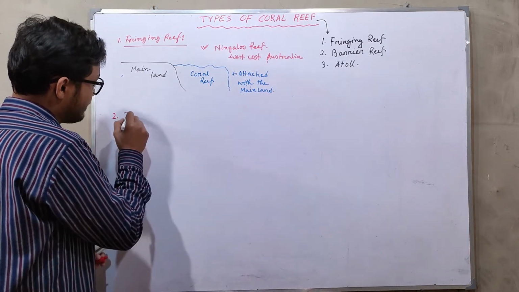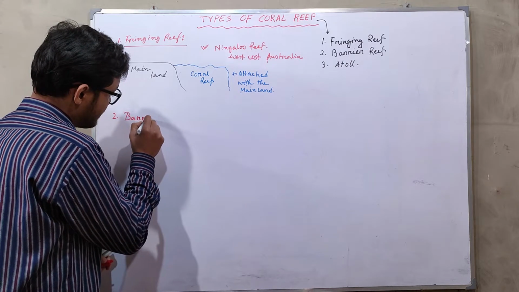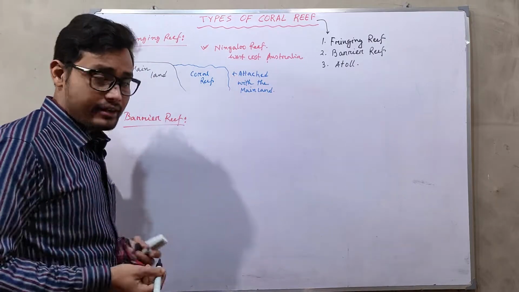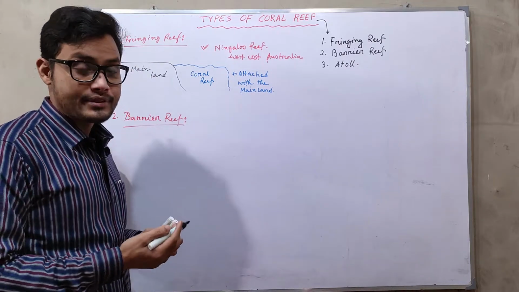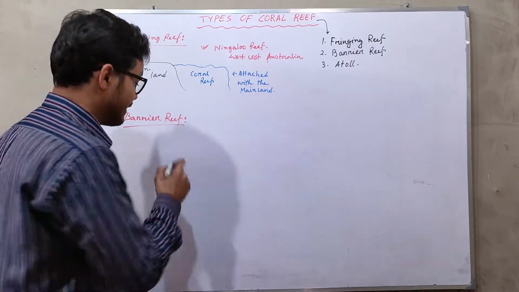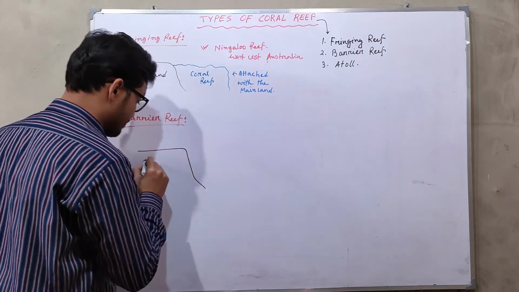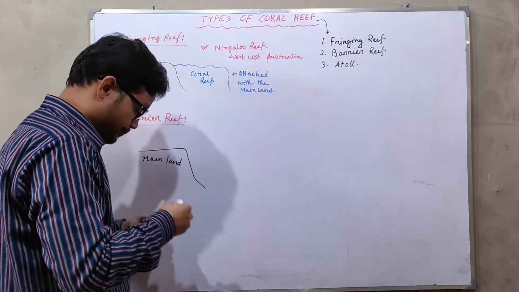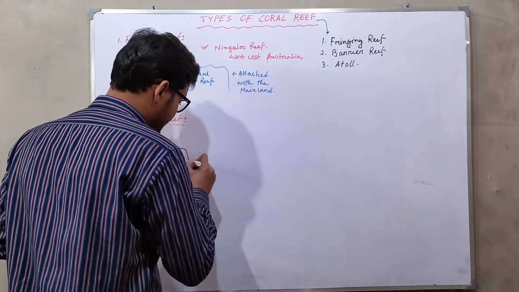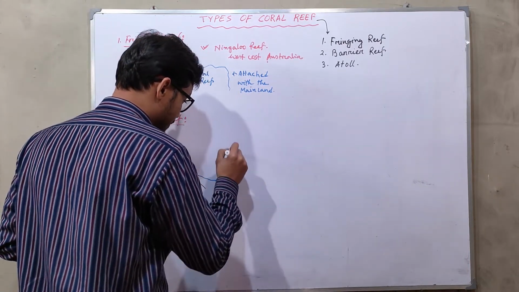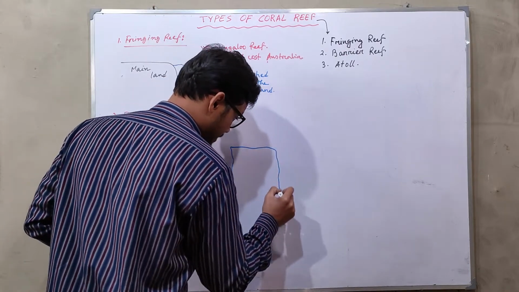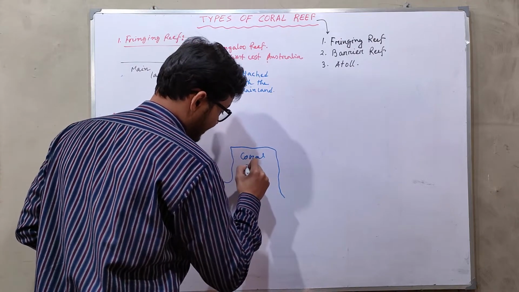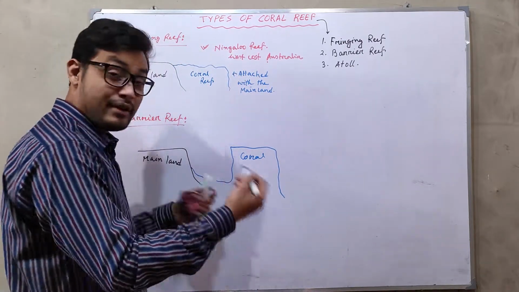The second one is the barrier reef. So what is the barrier reef? In the case of barrier reefs, the reefs are present distant from the mainland. If we consider this is the mainland, the reefs start from here. So this is the coral reef, and it stretches several meters or kilometers.